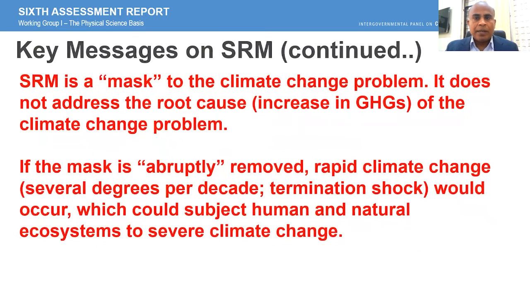So here is the message on termination. We need to first remember that SRM is a mask to the climate change problem. It does not really address the root cause of the climate change problem, which is basically the increase in greenhouse gases in the atmosphere. If the mask is abruptly removed for any reason, very severe climate change could happen. That is, rapid climate change on the order of several degrees per decade could occur, which could subject human and natural ecosystems to severe climate change. You can just compare this very large rate to the current rate, which is about a few tenths of a degree per decade.